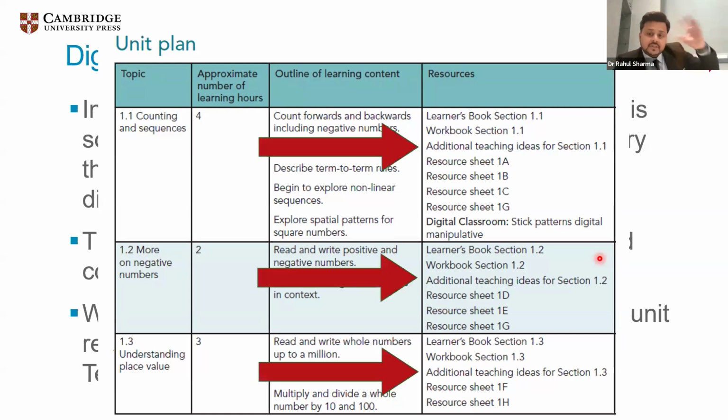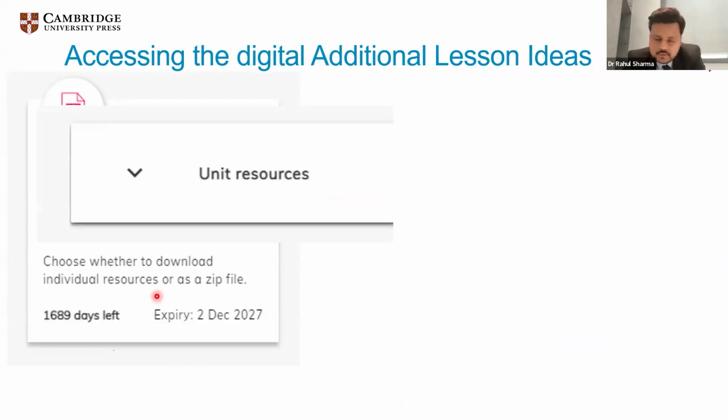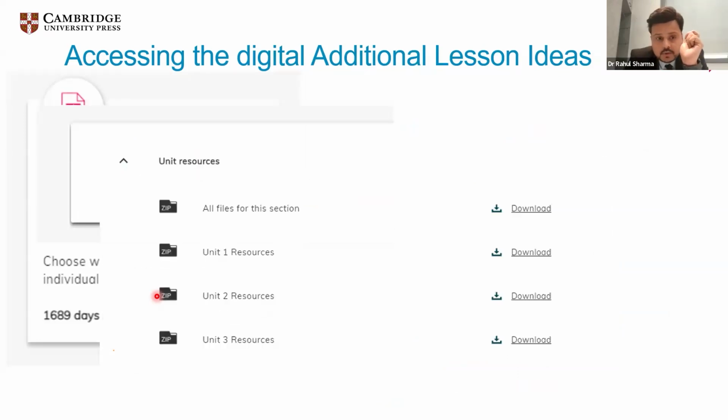When we talk about the digital resources, this is how the Cambridge Go website looks when you go in. These are the downloadable resources for teachers. When you go into that, you get all the materials like unit resources. For every unit, there are resources. You can see Unit 1 resources, I mean Chapter 1 in our language, Unit 2, Unit 3. All these resources are there for download.